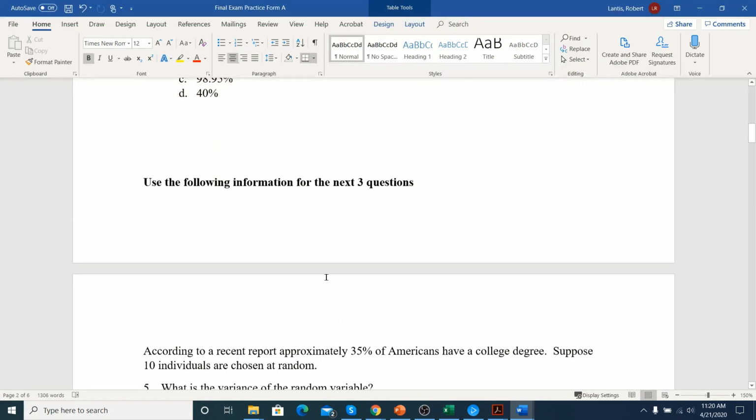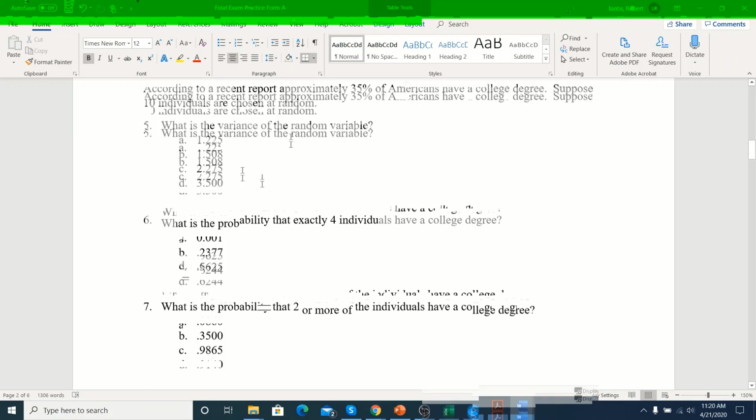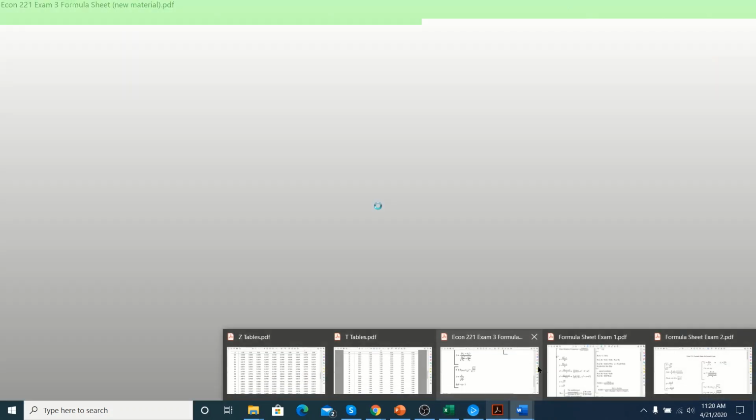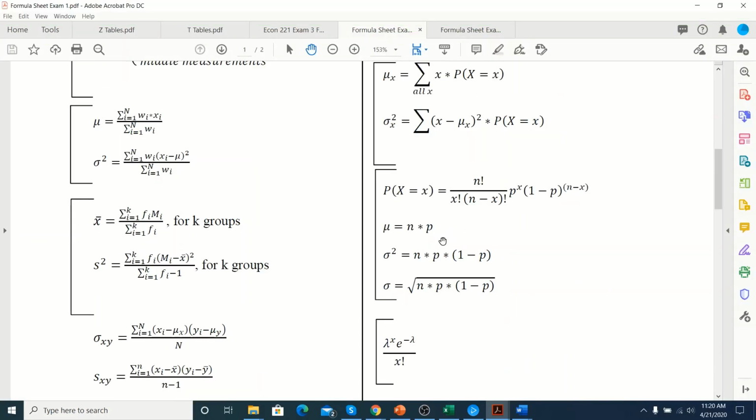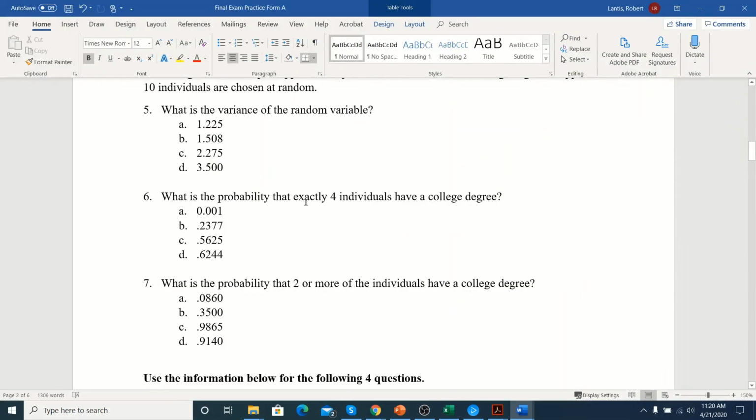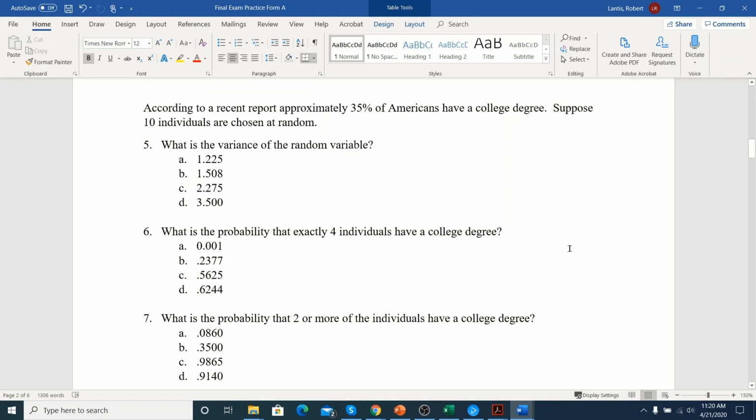So, some other ones I could ask you from that first exam, let me double check. Yeah, so these binomial questions. I might ask you a couple of binomial questions. This is an important concept to leave the class knowing. Let's say 35% of Americans have a college degree, and I choose 10 people at random.